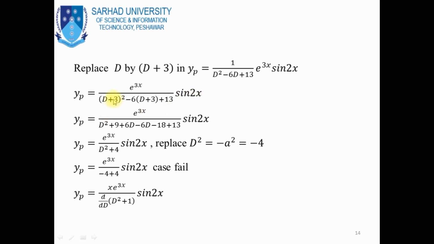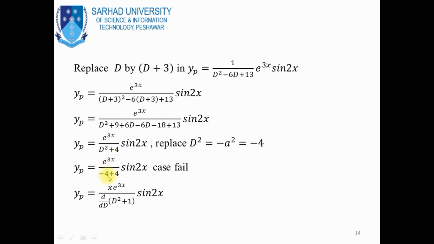So (D plus 3) whole square, by a^2 plus b^2 plus 2ab, means D^2 plus 9 plus 6D, minus 6D minus 18 plus 13, and after simplification we obtain e^(3x) divided by (D^2 plus 4) into sin 2x. Now this is the inverse operator for the trigonometric function sin ax. We have already discussed that we replace D^2 by minus a^2. The a value is 2, so replace D^2 by minus 4: e^(3x) divided by (minus 4 plus 4) sin 2x, and this is the fail case. e^(3x) divided by 0 means undefined.